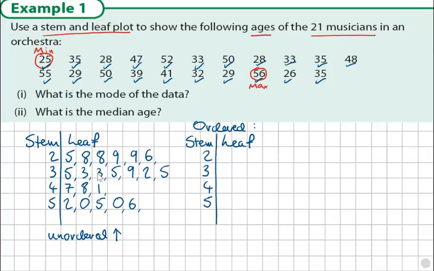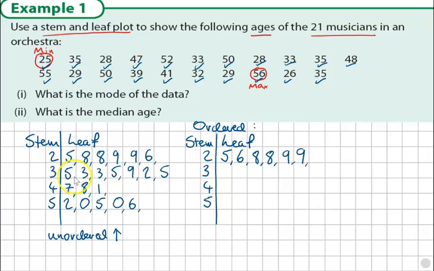We'll see an example where you've got two sets of data and it's known as a back-to-back stem and leaf. This is not a back-to-back stem and leaf. This is just a general stem and leaf. So when we have a stem and leaf diagram like this, the numbers go from smallest to largest, left to right. So 5, 8, 8, 9, 9, 6 gets reordered as 5, 6, 8, 8, 9, 9. So we reorder from smallest to largest going left to right.